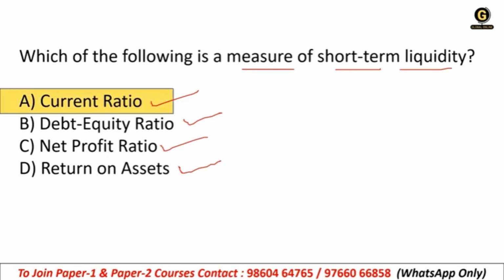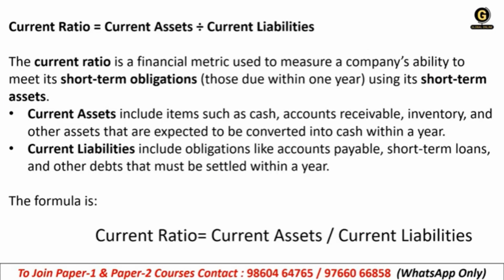Okay, so the right answer is option A, that is current ratio. Current ratio is the correct answer. What is the formula of current ratio? Current assets divided by current liability. Clear? Current assets divided by current liability.